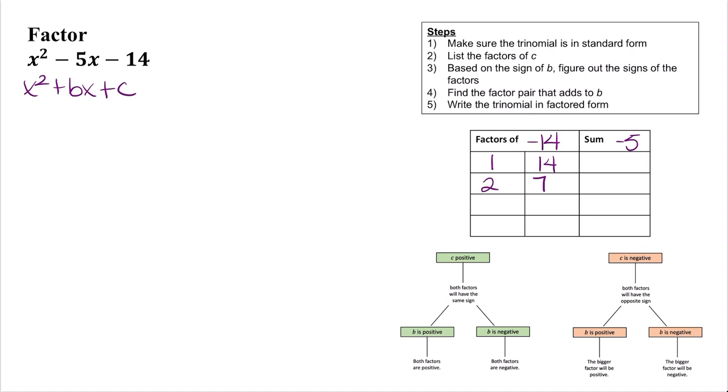Now let's figure out the signs. In this case, c is negative, so our factors will have opposite signs, and our b value is also negative. So the bigger factor is going to be negative. I'm going to go to my list and make just the bigger factor in each pair negative. Now I'm going to figure out the sums. 1 plus negative 14 equals negative 13, and that's not the sum that we need. 2 plus negative 7 is negative 5, which is the pair that we need. So we're going to write our trinomial as x plus 2 times x minus 7.